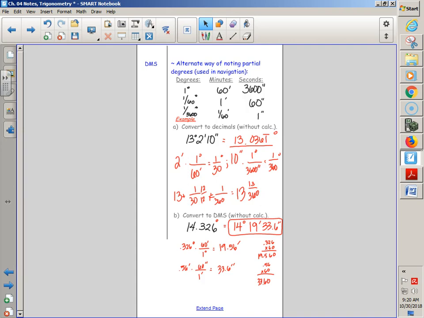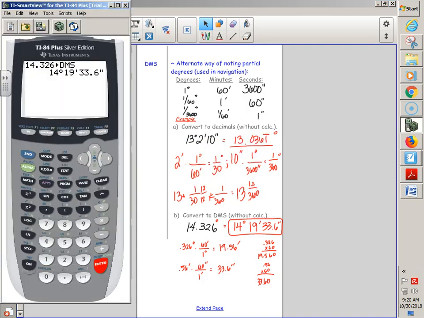Where's that cool little angle menu that we were using? Second, apps. Where's the second mark again? Alpha plus, good. And then the DMS takes us from a decimal to degrees, minutes, seconds. Degrees, minutes, seconds can go to a decimal just by hitting enter. And then by hand, did we use some bridges?